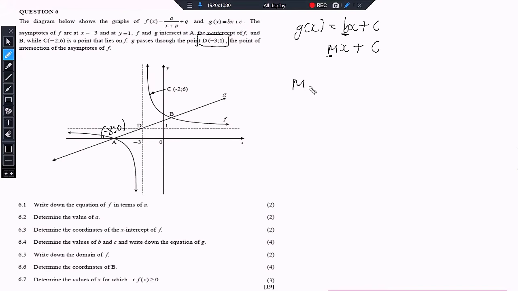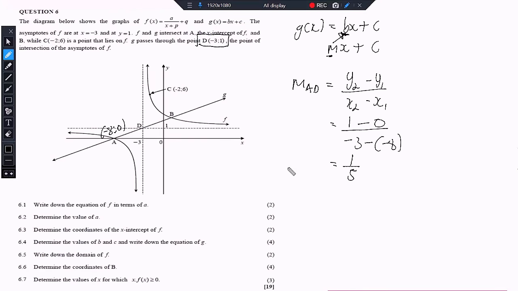So let's calculate the gradient of AD since we have the coordinates of A and the coordinates of D. So this would be y2 minus y1 over x2 minus x1. So this would go as 1 minus 0 over -3 minus -8. Now, if you punch that into your calculator, you get 1 over 5, right? Positive 1 over 5. So note that this is the gradient, and we did say that the gradient represents the value of b. So we can say, therefore, b is equal to 1 over 5.